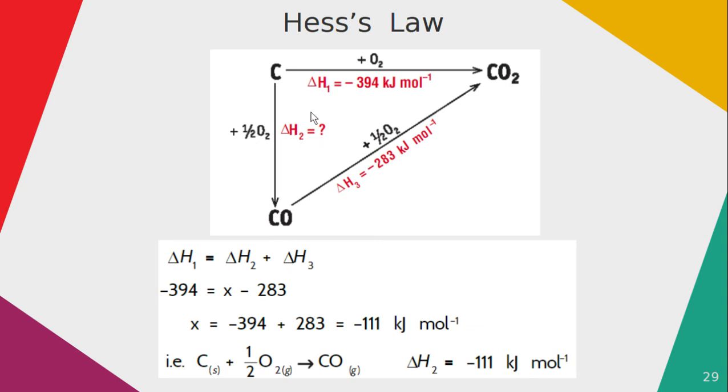And you can see the question here is asking us to find this value. And so we've gone through that process here calling delta H2 X. We've rearranged and we've subbed in our values, rearranged to find X, which is equal to minus 111 kilojoules per mole. And so this reaction here, carbon plus half a mole of oxygen produces carbon monoxide, and the energy change there, the heat of formation, is minus 111 kilojoules per mole.